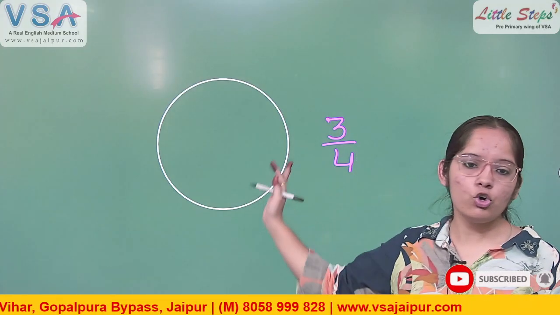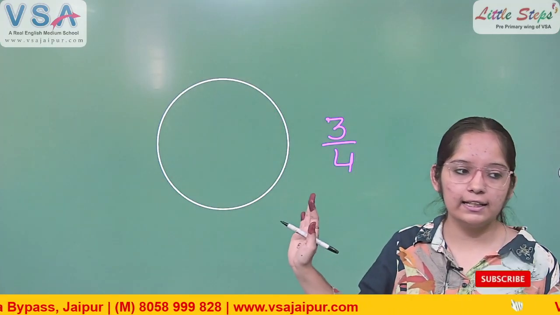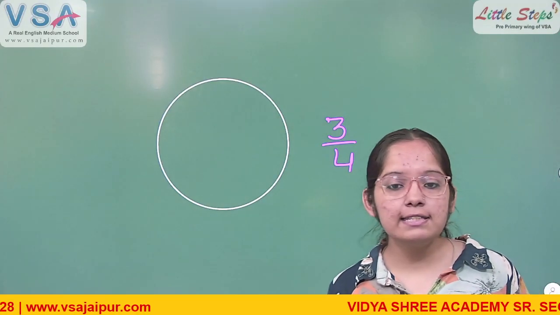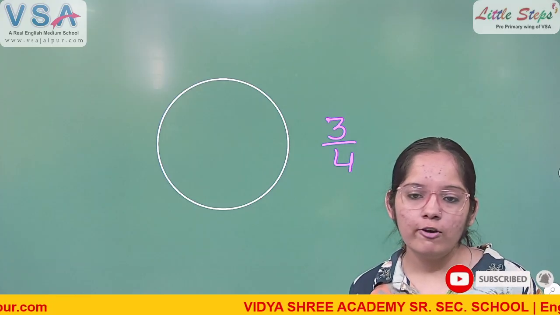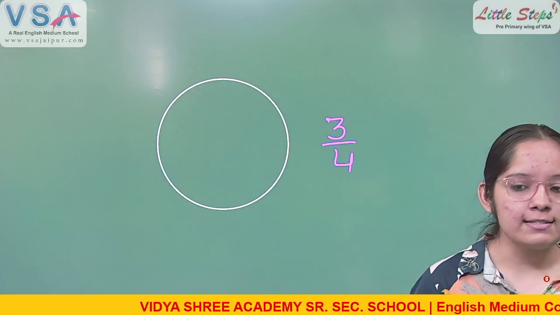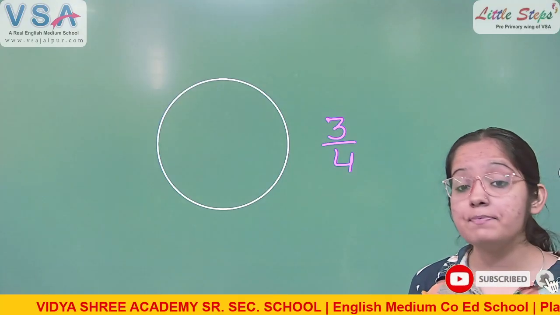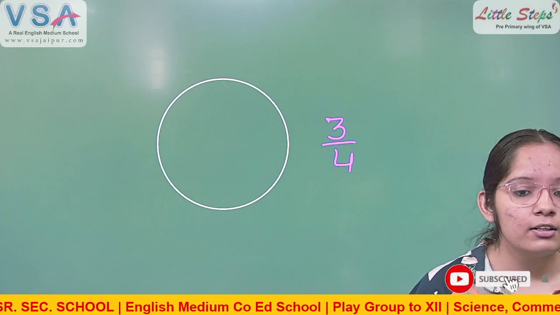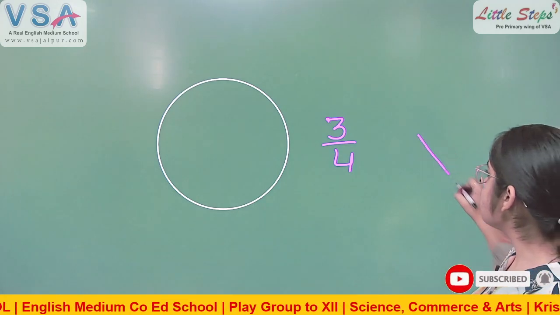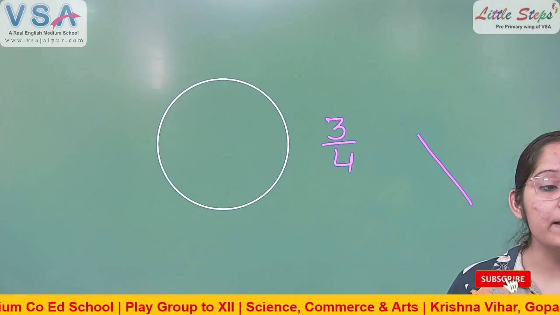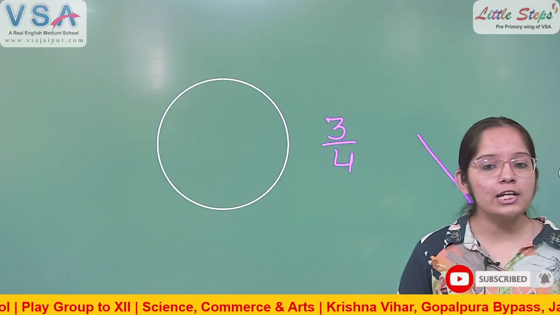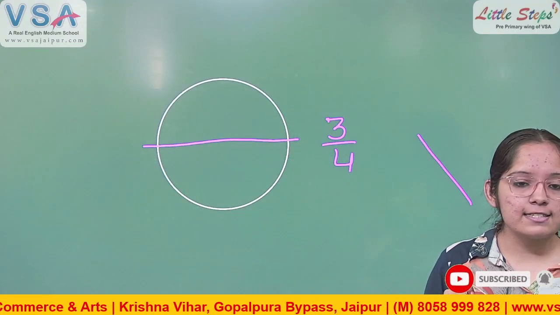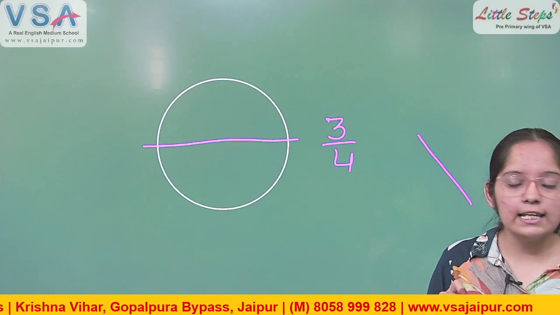This is my whole circle. And if I have to show 3 upon 4, how will I show it? First, tell me how many parts I have to make. 4 parts. How will I do it? How many lines? 2 lines. Which types of lines? Vertical, and slanting line is this. Sleeping line is also known as horizontal line. So we will draw one horizontal line and one standing line. Standing line is known as vertical line.